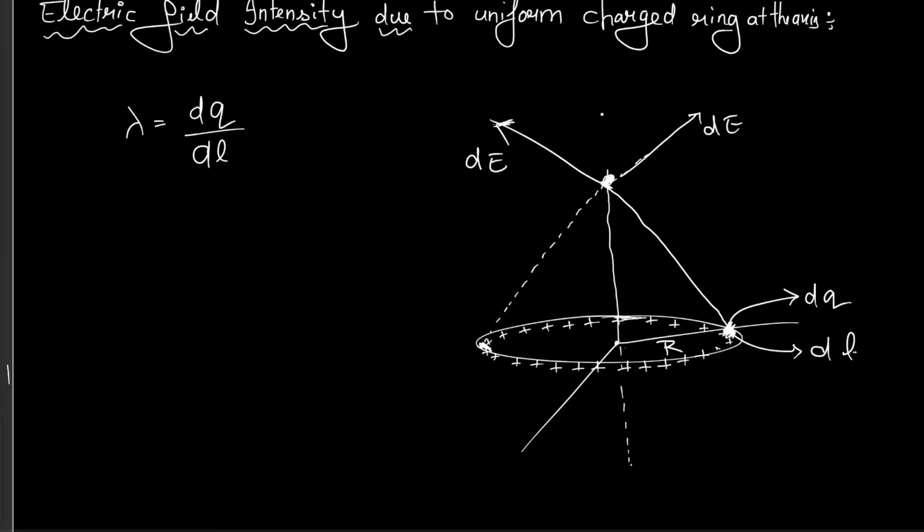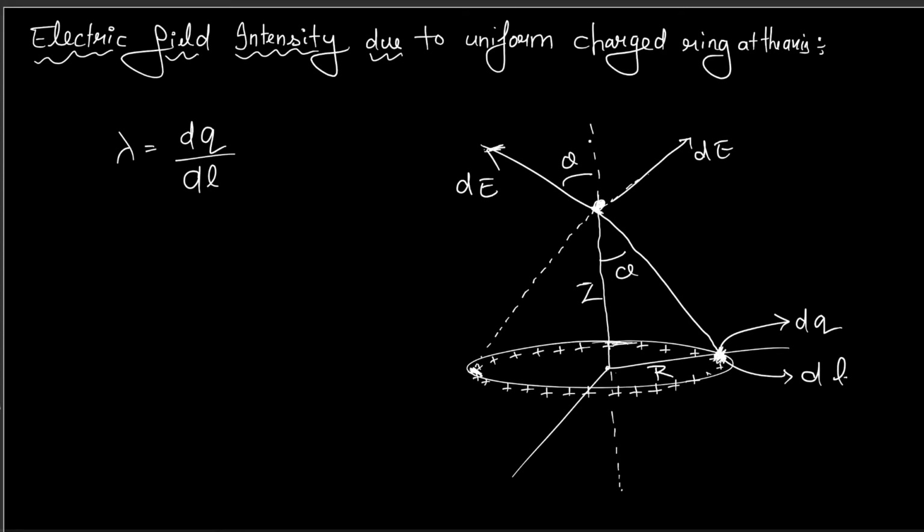According to this dq element, you will get some electric field dE here also, and if you resolve both of these, let's suppose I take theta here, and this is the z distance from the center to the point P that we are finding out. It is perpendicular, on the axis we are going to find. If this is theta and this is also theta, then this component becomes dE cos theta, and this component becomes dE sin theta.